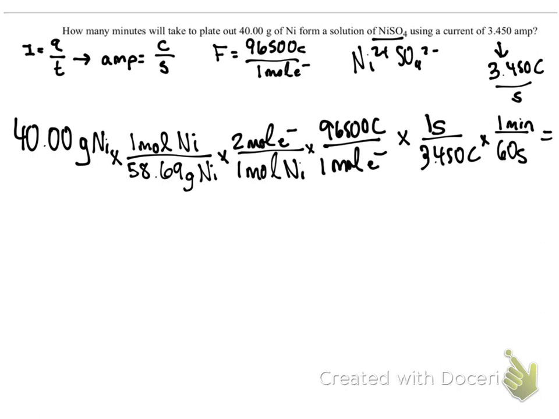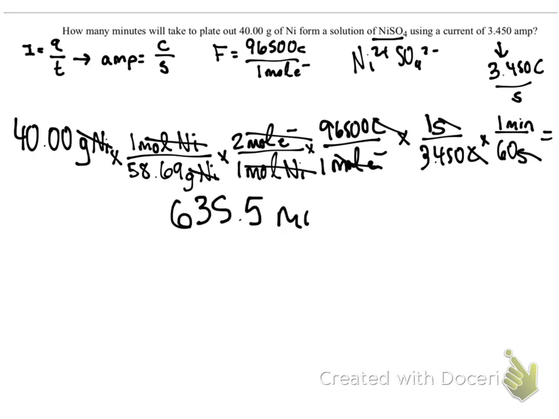A good way to check all this is to cross out all your units before you plug the numbers into your calculator, to make sure you set up everything correctly. So our grams cancel out, our moles cancel out, our moles of electrons cancel out, our coulombs cancel out, our seconds cancel out. We got the answer of 635.5 minutes when we plugged that into our calculator. I used 4 significant figures because there were 4 significant figures in the amperes that were given. So that's how you do it.